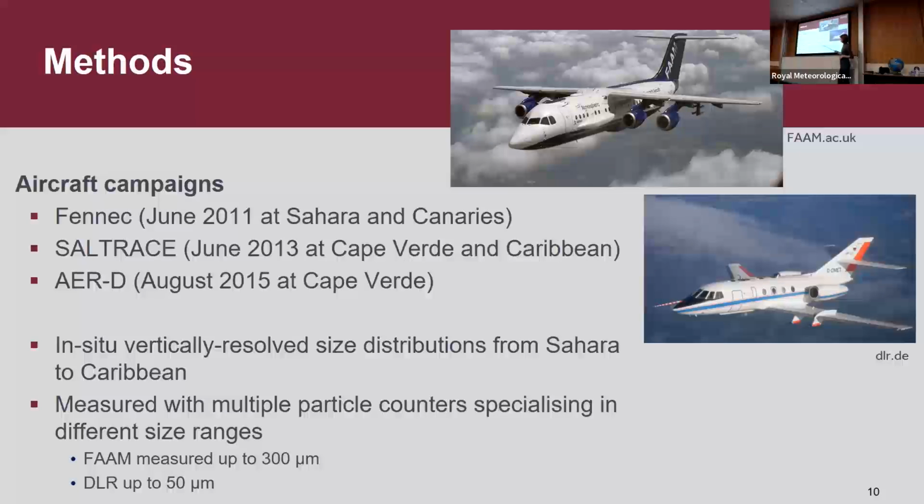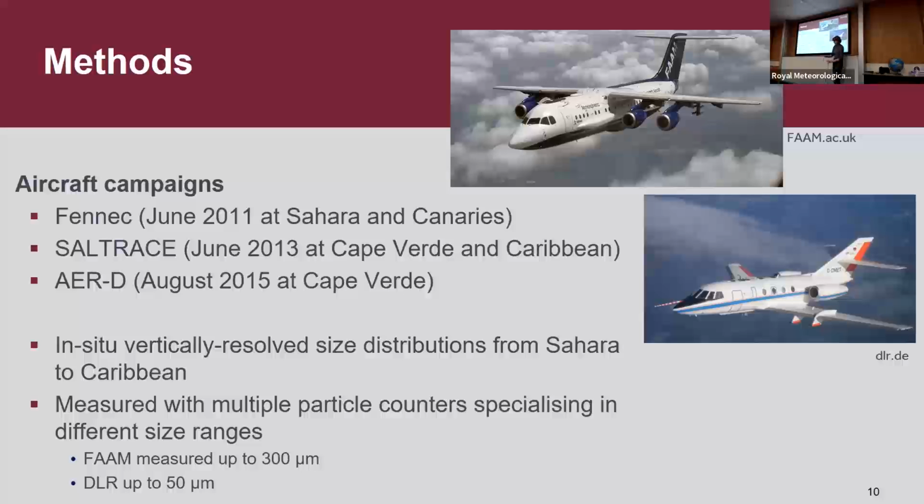So basically, what these campaigns give us is these vertically resolved size distributions. How they do that is they've got these planes. They use the FAM aircraft for Fennec and AirD, and then the DLR for Salt Trace. And they have these little instruments on them, so you can see them just under the wing there. Or that's some of them, some more they have in the cabin.